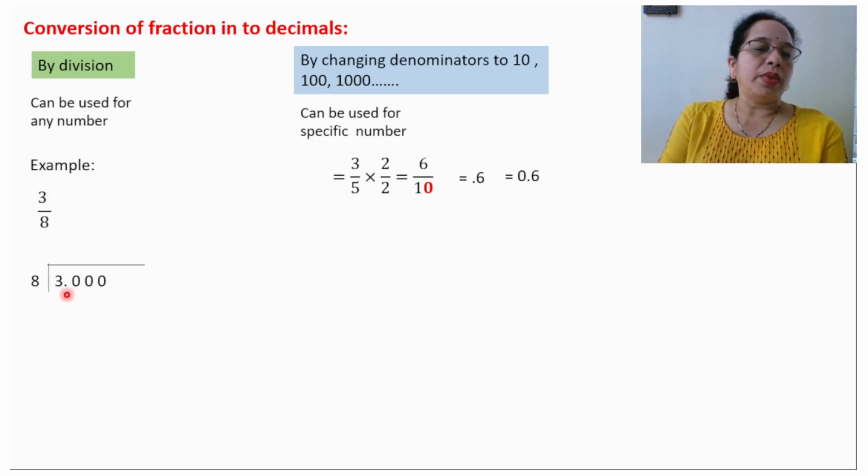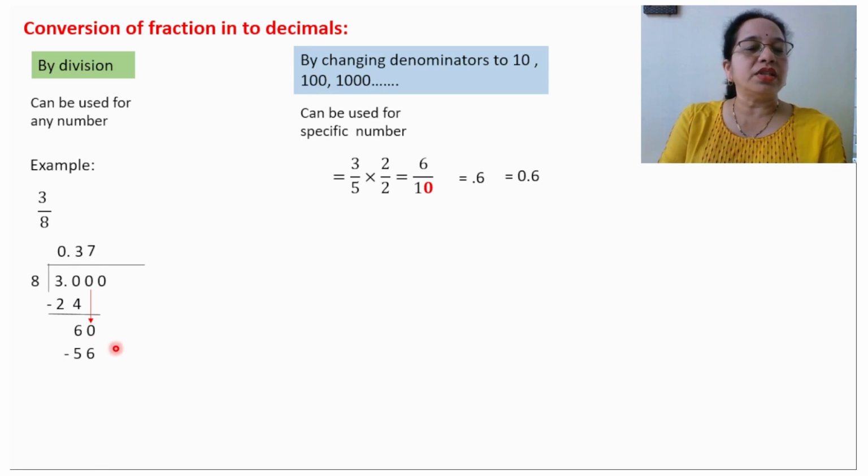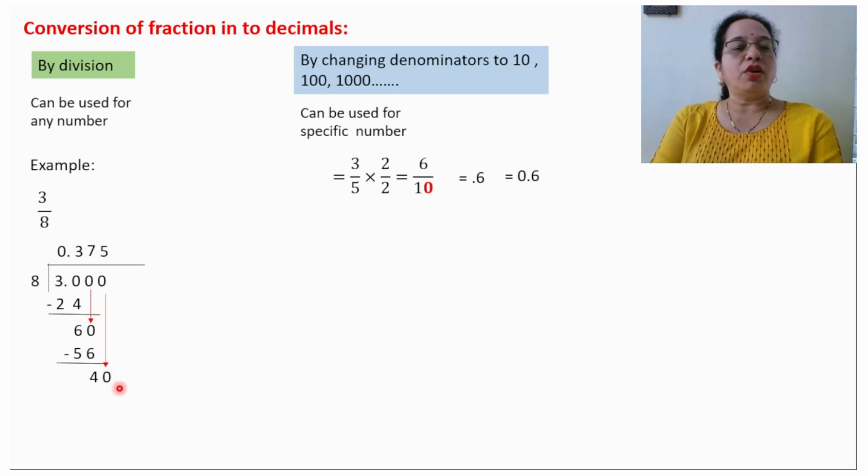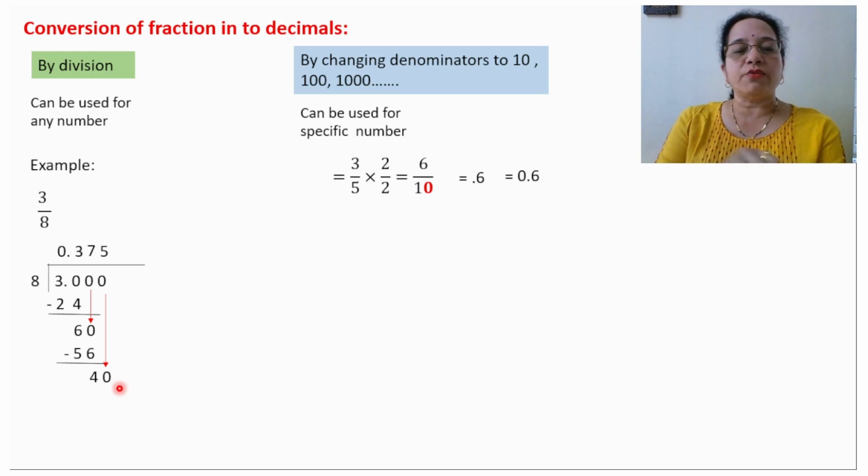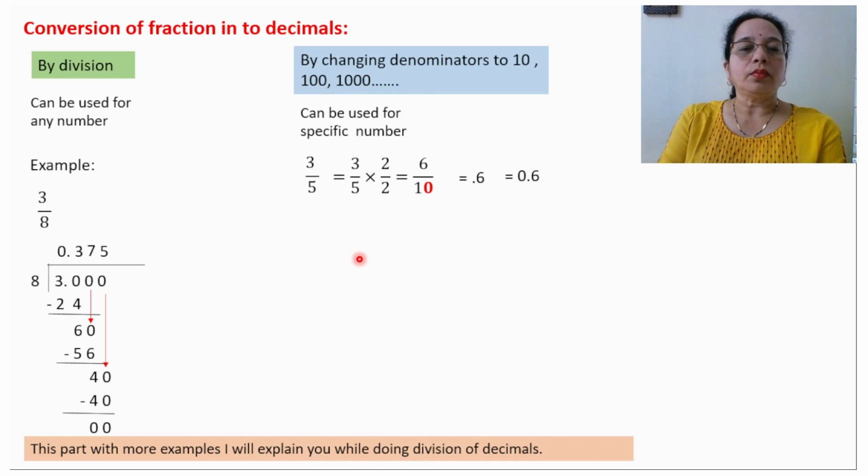Now 3 is not divisible by 8, so we will put a point, and now 8 3s are 24. So just subtract this, you will get 6. Write down the next number 0. Now with the 8 table you can say 8 7s are 56. So again 4 is left. Write down the next 0. 8 5s are 40. So the answer is 0.375. Now take another example over here, 3 by 5. This part with a few more examples I will explain while we do division of decimals.